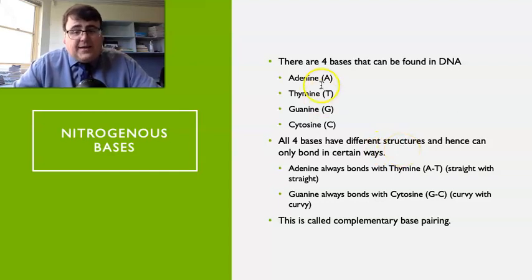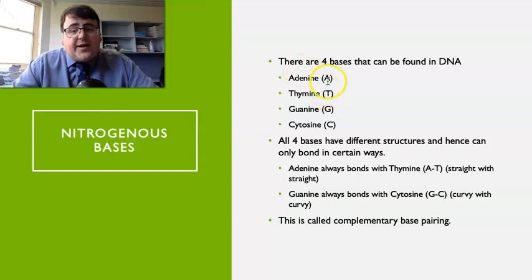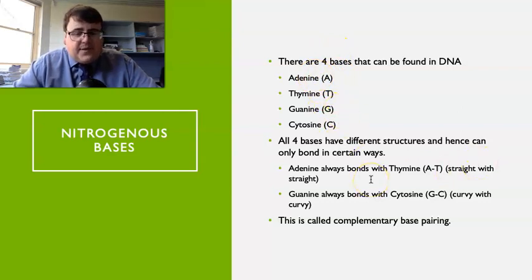So, for example, adenine will only ever bond with thymine, and thymine will only ever bond with adenine. A way to remember that is that the straight letters will bond with the straight letters. A and T are both straight letters, made of straight lines, so they bond together. Whereas guanine and cytosine are the same thing. Guanine will only bond with cytosine, and cytosine will only bond with guanine. And again, you can remember that because both G and C are made up of curvy lines, so curvy with curvy.